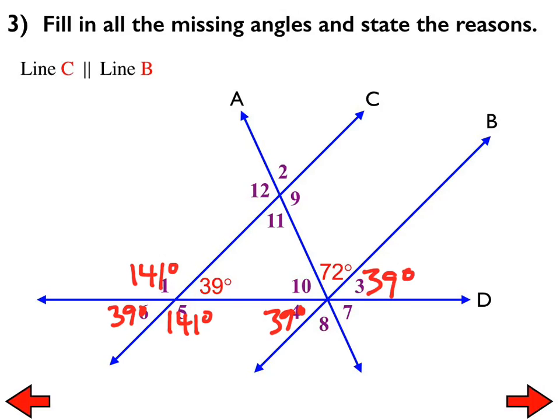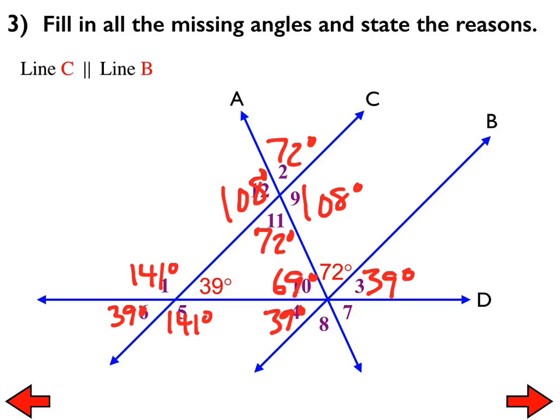72 and 39 is 111 degrees, so that makes this one 69 degrees. Now we can work within our triangle here. 39 and 69 is 108. That means angle 11 is 72 degrees. Obviously, angle 2 is also 72 because it's vertical to angle 11. And then 12 and 2 are supplementary, so angle 12 is 108 degrees. And angle 9 is vertical to that, so it is 108 degrees.